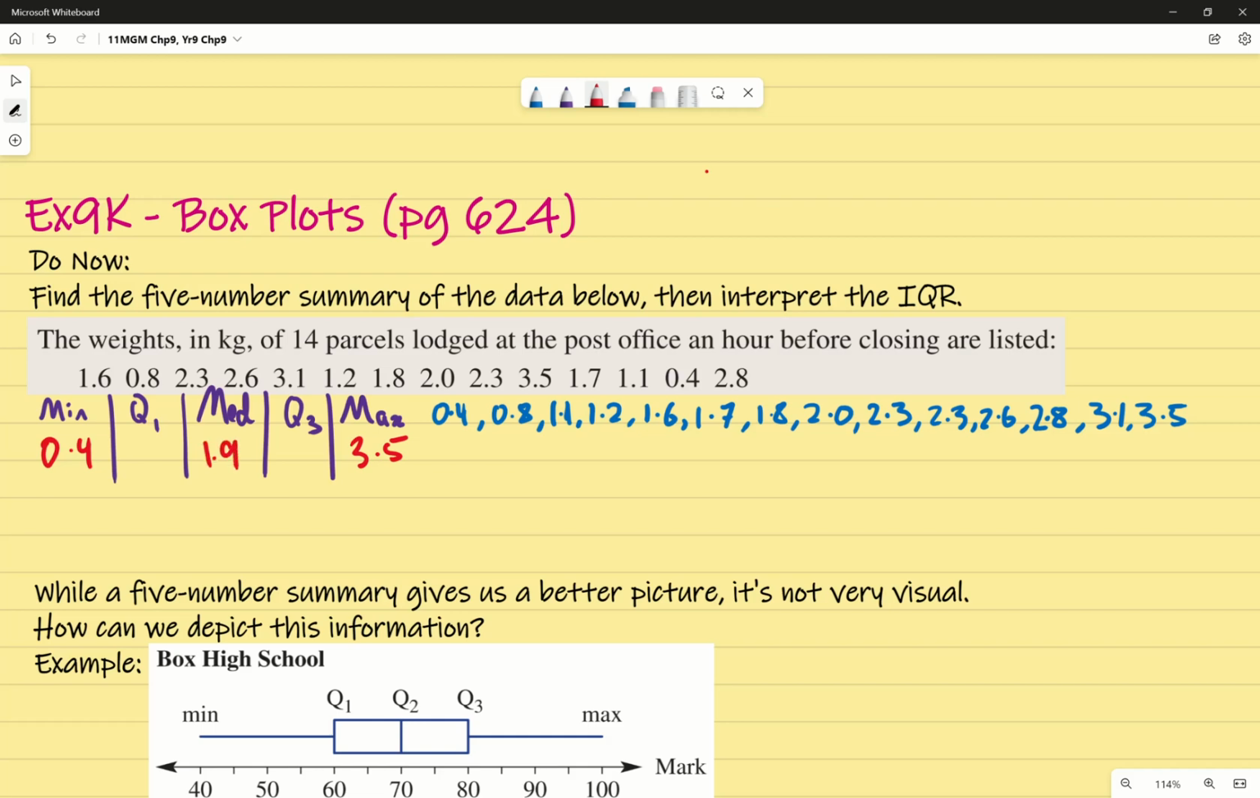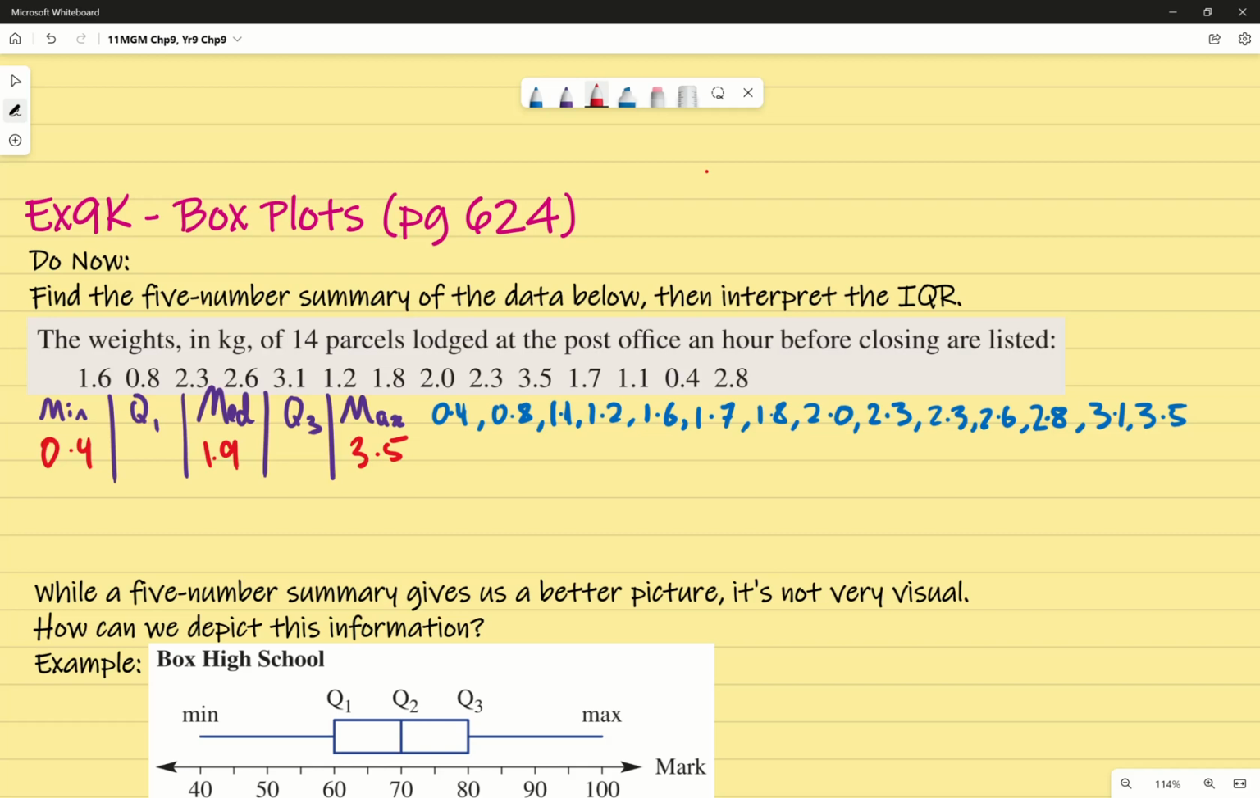Now we should know, based off our 5-number summary, that Q1 must be between 0.4 and 1.9, and Q3 must be between 1.9 and 3.5. What's another way of saying median? It's not average. It's between Q1 and Q3. You could say the middle number, but you could also say Q2. Q2 is another name for median. You might see it, you might not, but if you do see it, just think median.